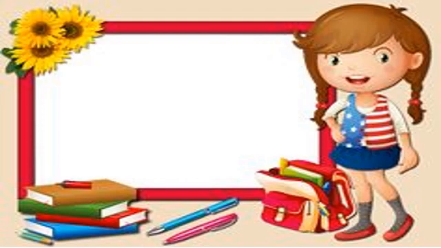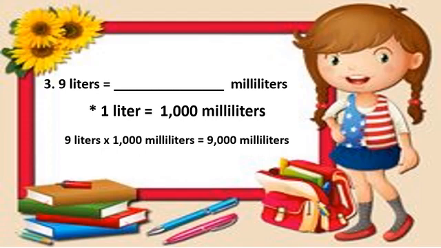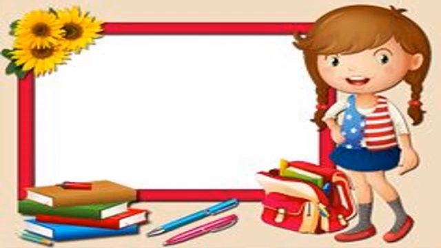We have question number 3. Convert 9 liters to milliliters. Remember the conversion 1 liter is equal to 1000 milliliters. Liter is a larger unit, milliliter is a smaller unit. So we are going to multiply. 9 liters times 1000 milliliters is equal to 9000 milliliters. The answer is 9000 milliliters.